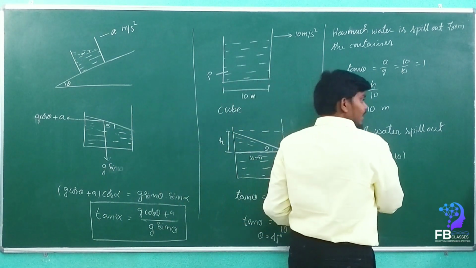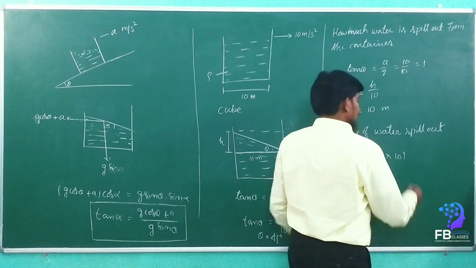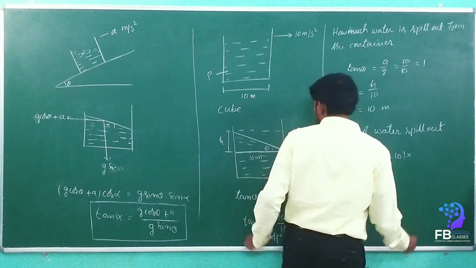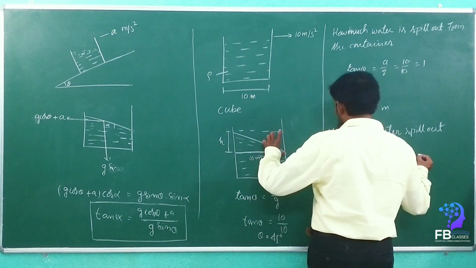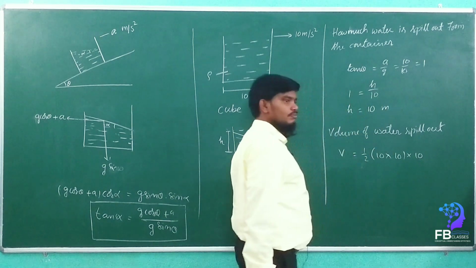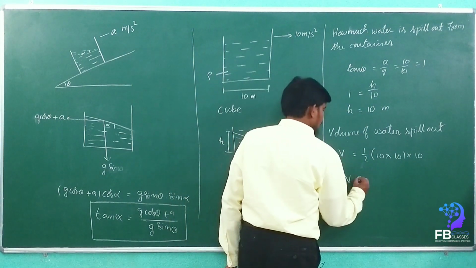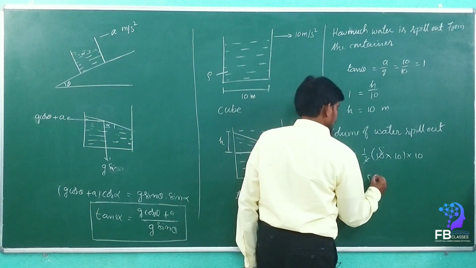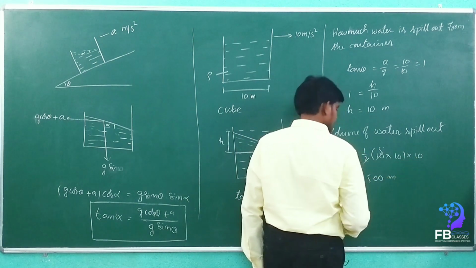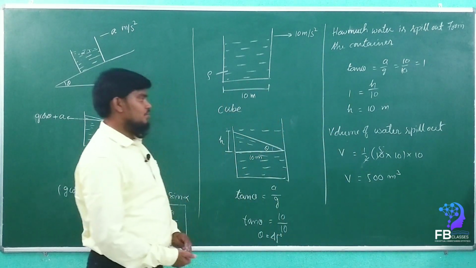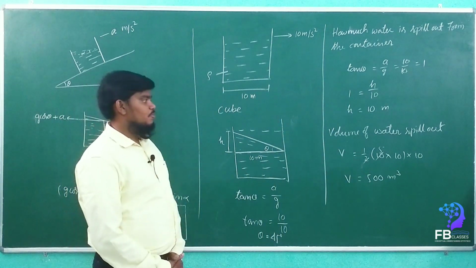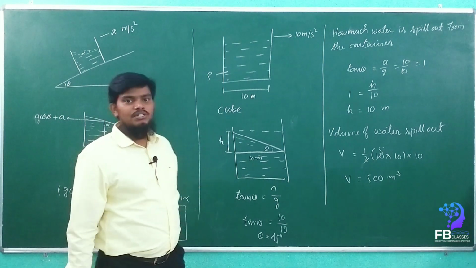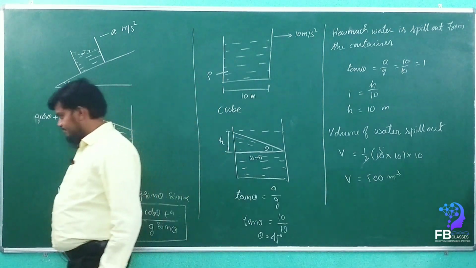Volume is equal to half base into height into length. Length is how much, my dears? It is also 10. Got it? So how much is it? V is equal to, 2 1s are 2, 2 5s are 10, so 100 into 5, 500. 500 meter cube. Got it? This is the volume of water that will spill out from the cube tank. Got it? Can you please make a note of it? Then we can go further. Okay.